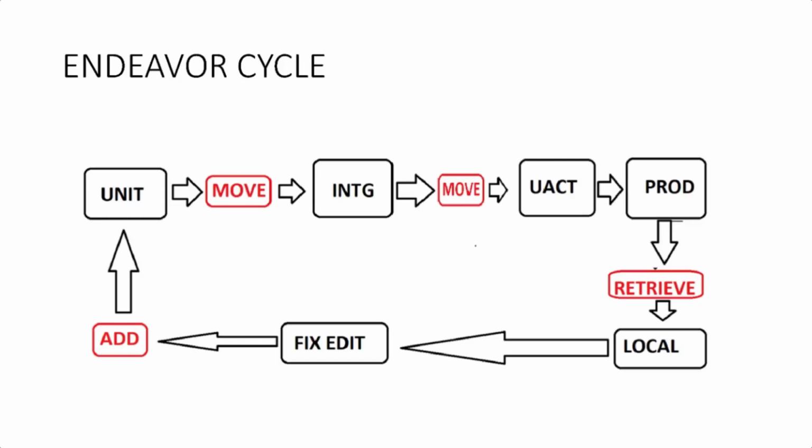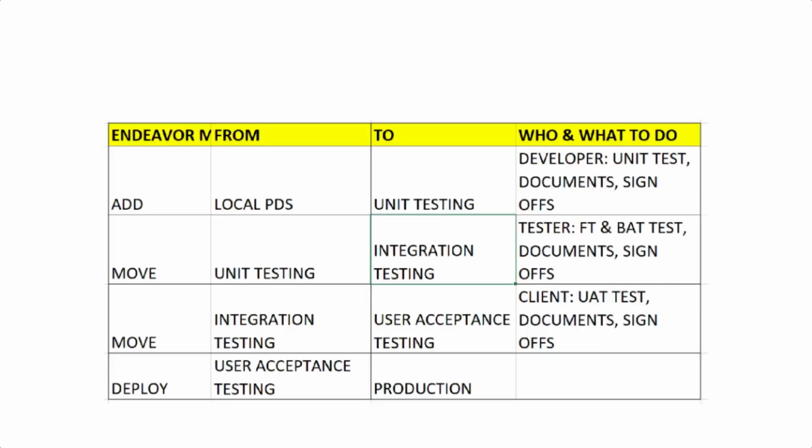For a bug fix, we should retrieve to local using the retrieve method. This is how it works, just for a clear understanding. The add method will take the local PDS member, nothing but the local PDS program, and add it to the unit testing with compilation and binding. Then in the unit testing, the developer performs unit testing. Once successful, they prepare documents and sign offs.